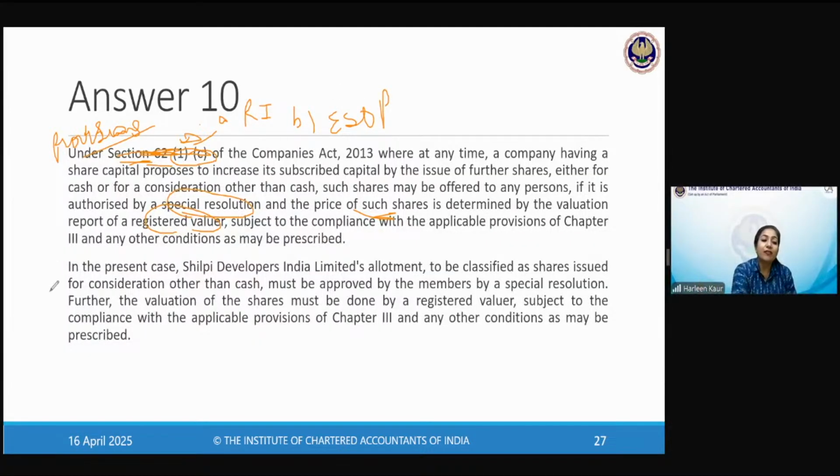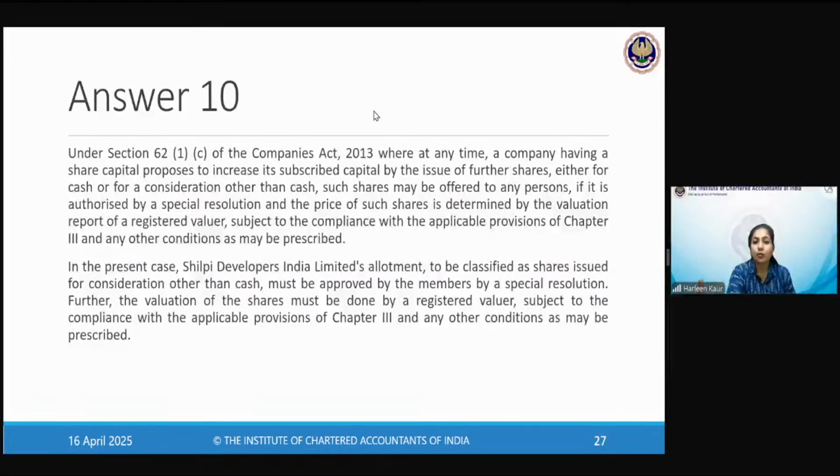Then you will write the facts of the case. In the present case, this company is issuing shares for consideration other than cash, which must be approved by SR. Valuation will be done by the registered valuer as per the applicable provisions. Even if you write "as per the applicable provisions", that is still fine. Of chapter 3 and any other consideration, if you remember, it's okay. Otherwise, as per the provisions, you have to do the registered valuer valuation.